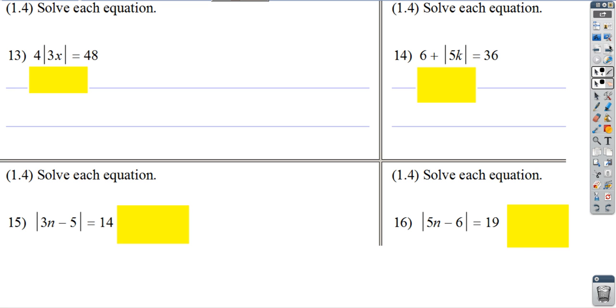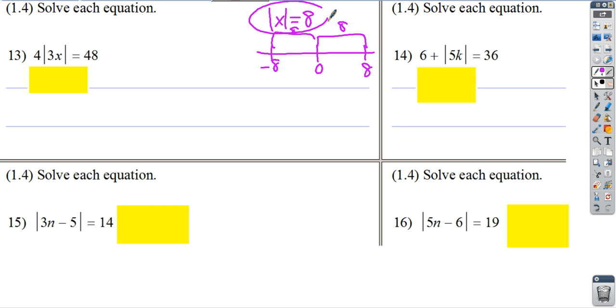Alright, last couple problems here from 1.4. This is on absolute value equations, and the idea behind absolute value is that if you have a number and the absolute value of that number is 8, there's two numbers that meet that condition. There's two numbers that on a number line have a distance away from 0 of 8, because absolute value distance is always positive. One of those numbers is 8. 8 is 8 away from 0, but so is negative 8.